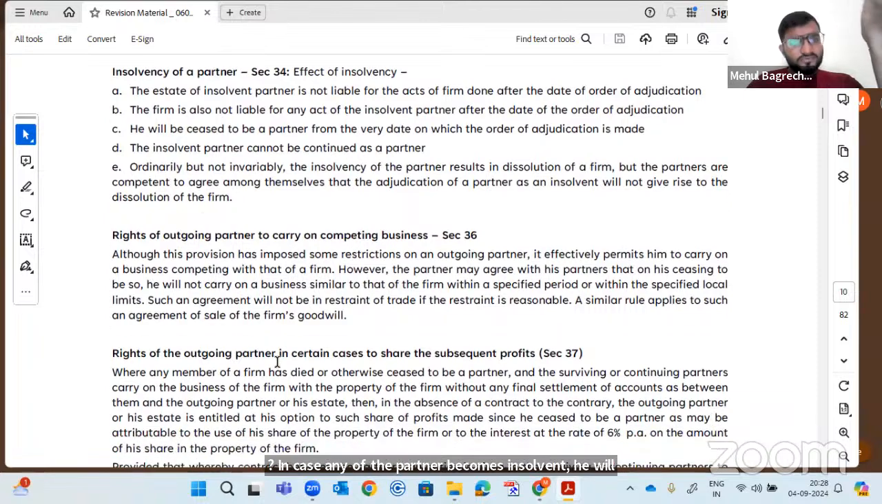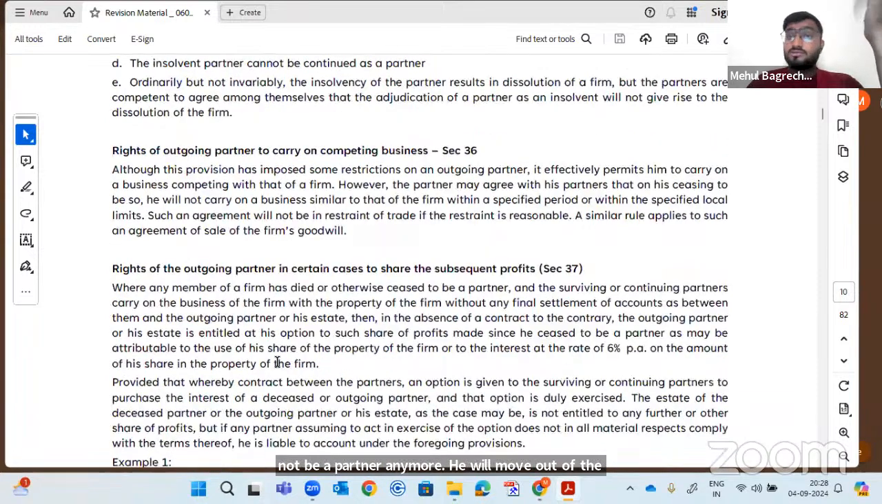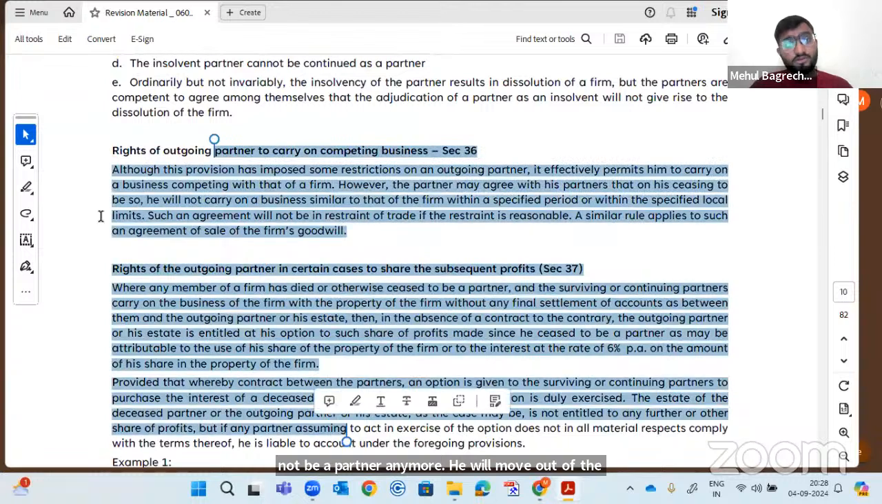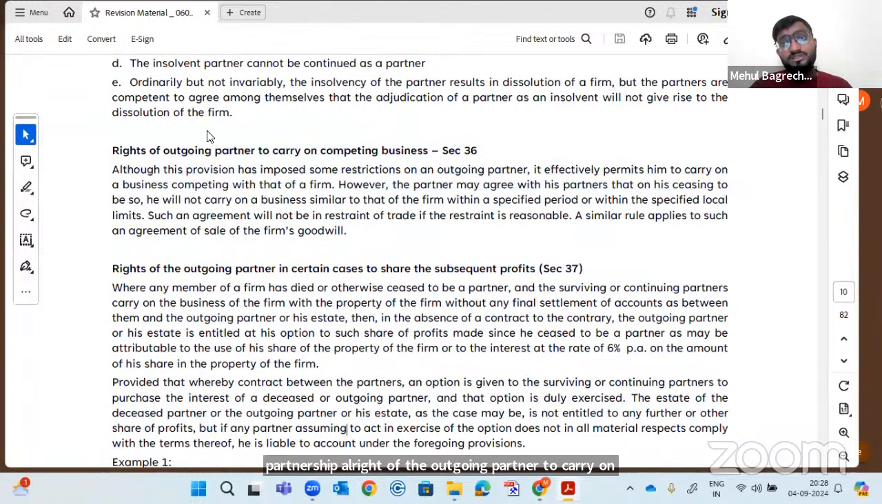Rights of the outgoing partner to carry on competing business. Those who are going out of the partnership, can he carry on a competing business? If the existing partners have put a condition on him, that you will not do this business or a competing business in this particular period, in this particular area, is it a restraint of trade? The answer is no. This will be an exception to the concept of restraint of trade, which you might have learned from Rajdeep sir. One of the exceptions is in case of partnership.